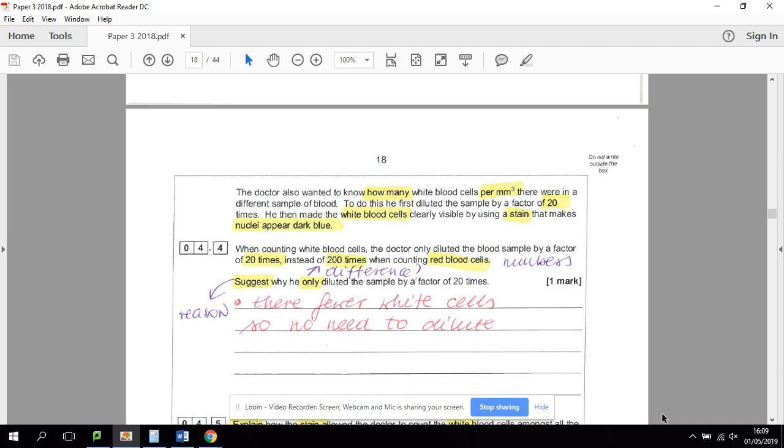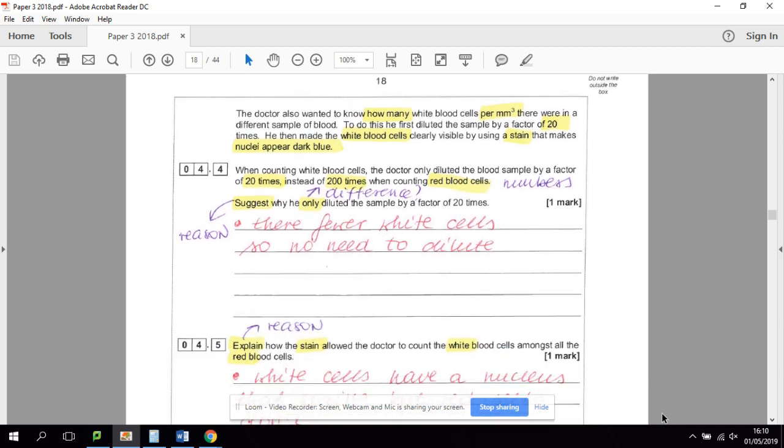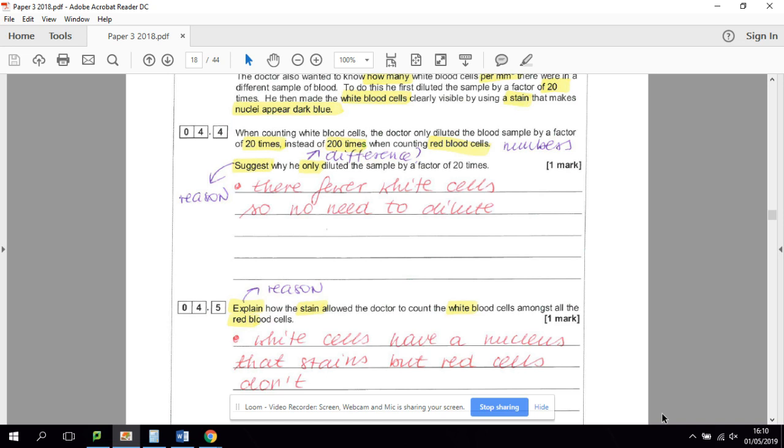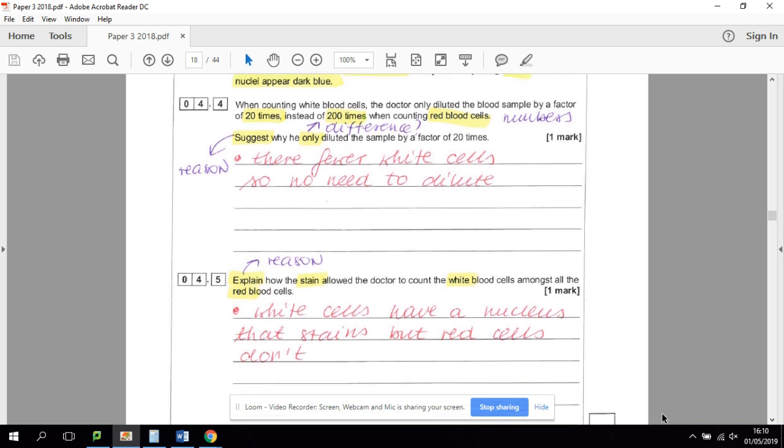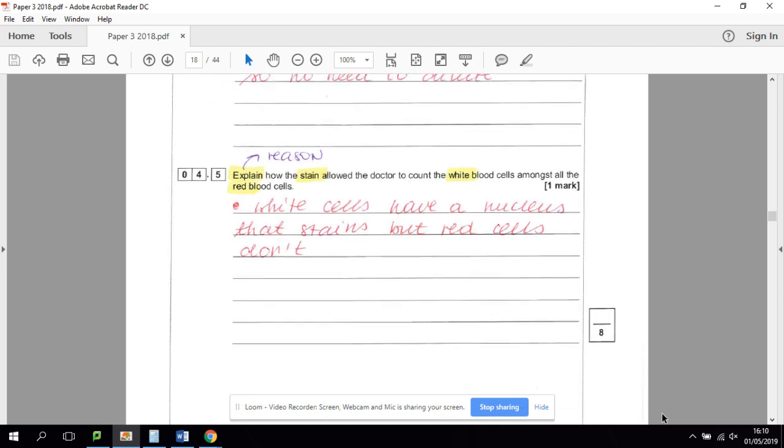White blood cells have a nucleus, but red blood cells do not, okay? But also, we're looking at the numbers of those. There could possibly be fewer white cells, so there's no reason to dilute them that much. So that's the reason. Explain how the stain allowed the doctor to count the white blood cells. Because, as we mentioned a second ago, the white blood cells have a nucleus, but the red cells don't, so that stain will be visible for white blood cells.